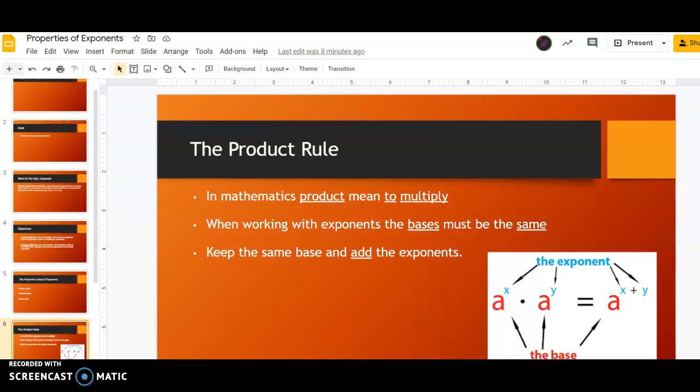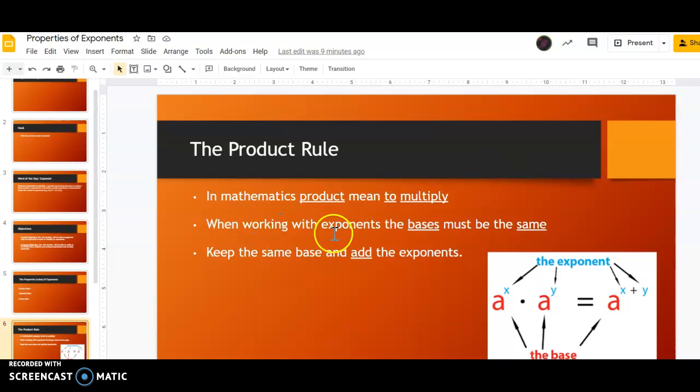Okay, so for those of you who missed my lecture, we're going to go over the first assignment. This is properties of exponents. There are three rules that we are going to work with: the product rule, the quotient rule, and the power rule. Now there are three things that we need to look at when we're working with these.